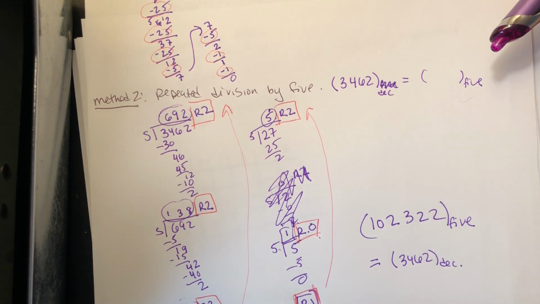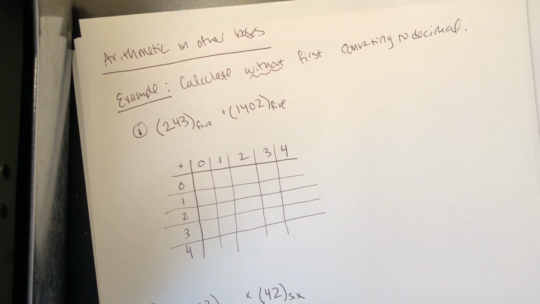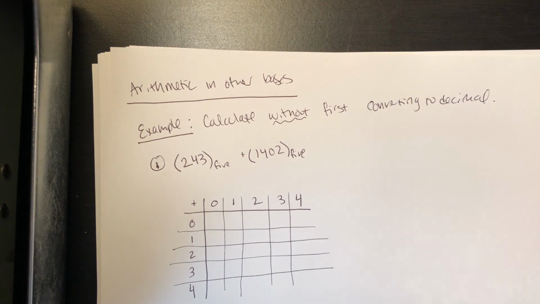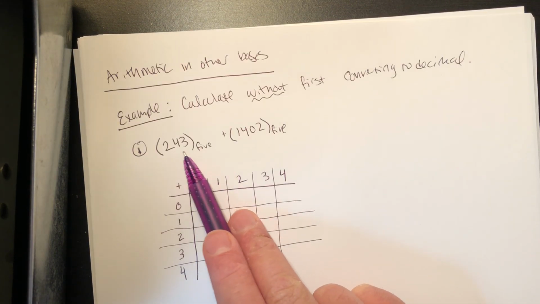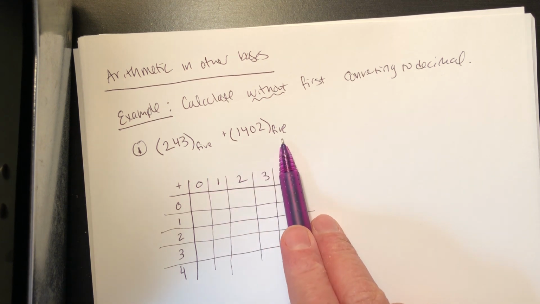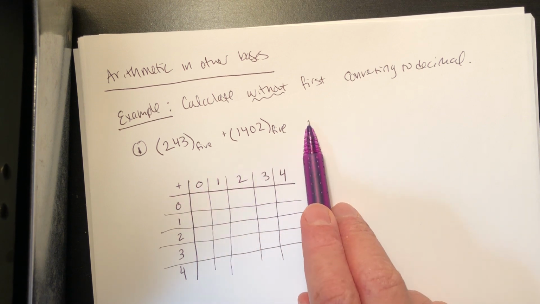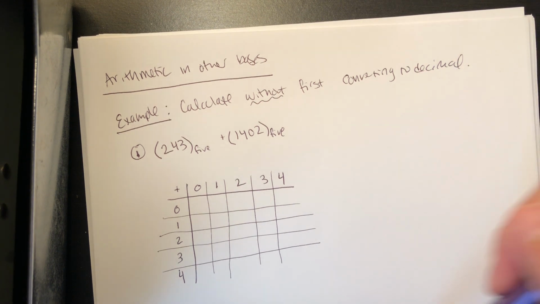We're almost there, almost done here. The last thing that we want to do is talk about how to calculate in other bases. Let's say you wanted to add or multiply in another base. For example, if we wanted to add 243 base 5 to 1402 in base 5, one way to do that would be to convert each one of these into decimal, add them together, and then take that result and convert it back into base 5.